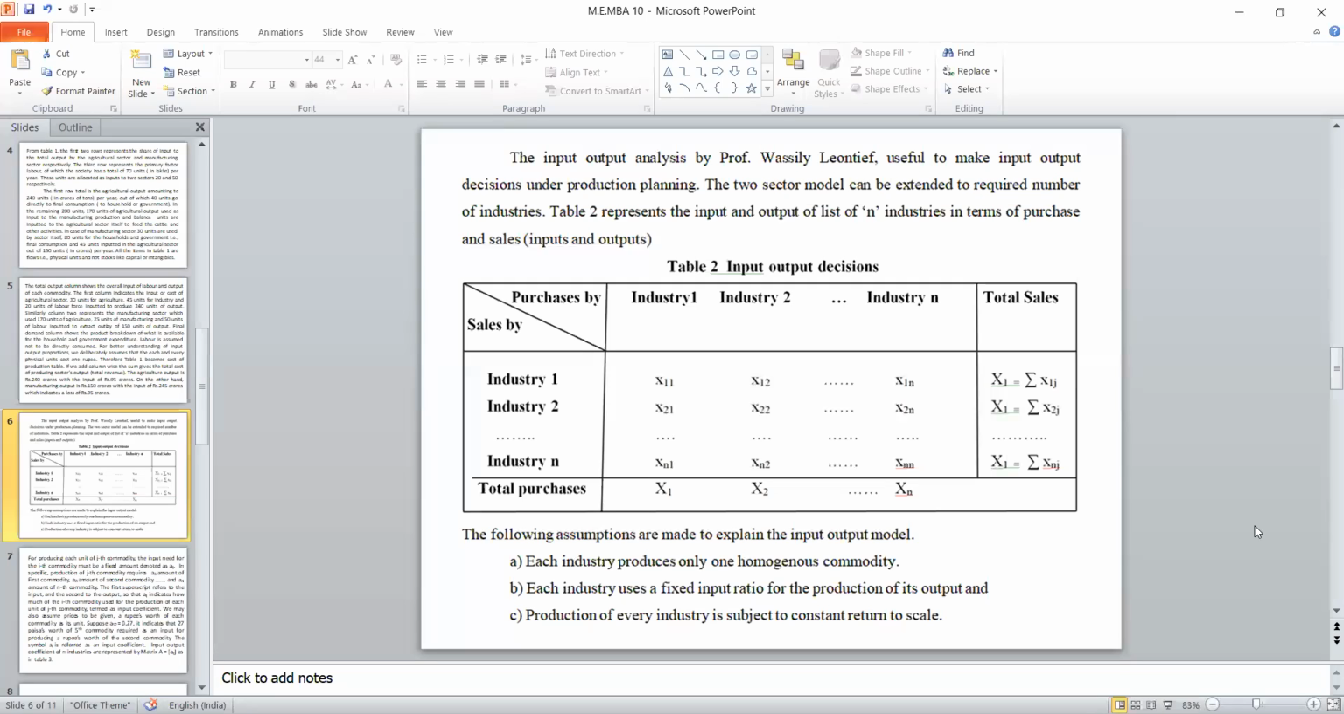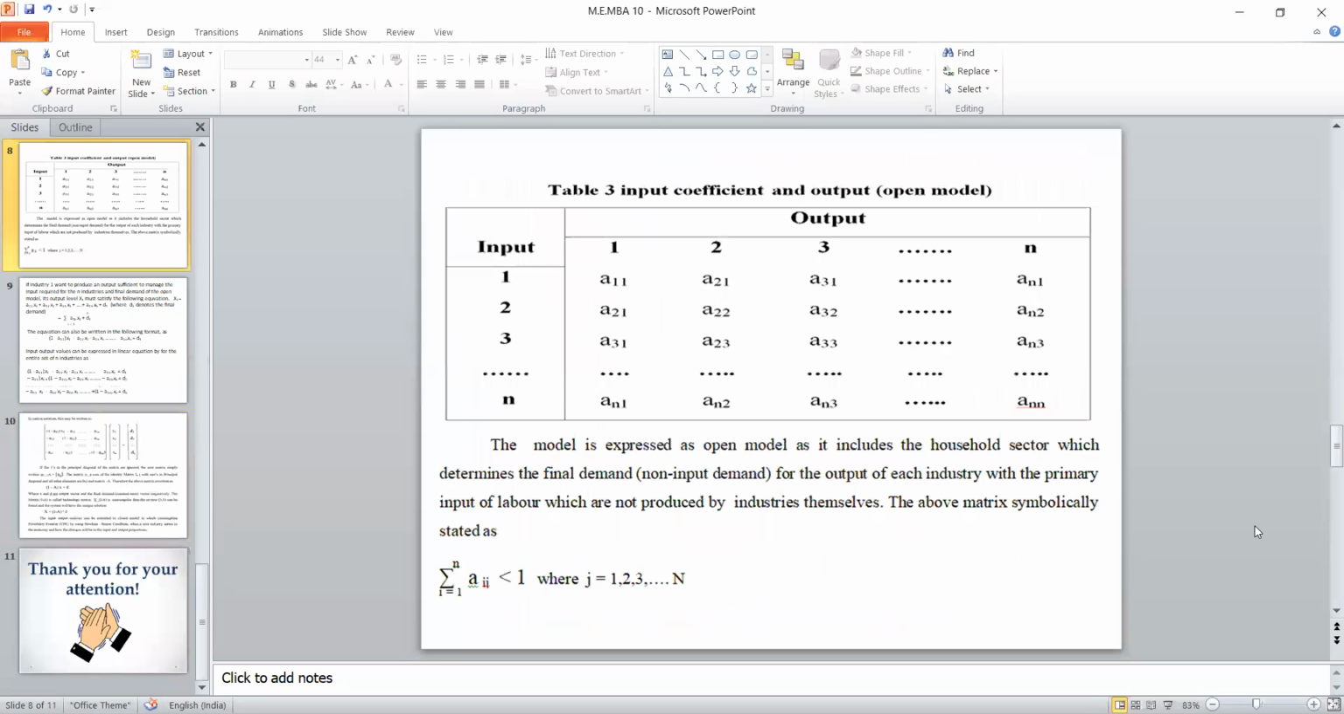Before making that particular linear relation, he made three assumptions. Keep it in mind: without these three assumptions, the model will not hold good. He is assuming that each industry produces only one product, and that too homogeneous. This is the first assumption. The second assumption is that they are using a fixed input ratio for their production and output, so it is a constant elasticity. That is, we may say constant returns to scale. That is the third assumption. Based on these three assumptions only, he framed the particular model.